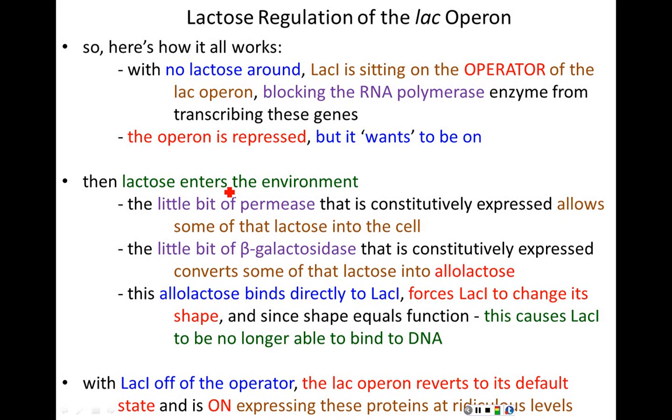With the LacI repressor off of the DNA, the promoter is no longer blocked, and it is free to be bound by RNA polymerase, and we get lac operon expression. Once the lac operon is fully on, we express the LacZ, LacY, and LacA proteins at ridiculous levels, so we make tons of permease, allowing tons of lactose into the cell. We make tons of beta-galactosidase, cutting all of that lactose into galactose and glucose, and the cell is effectively metabolizing lactose sugar.